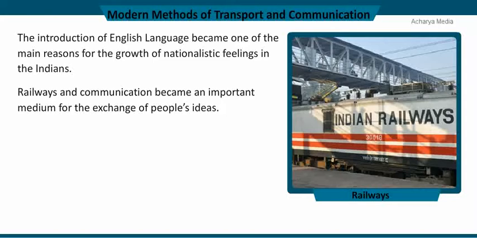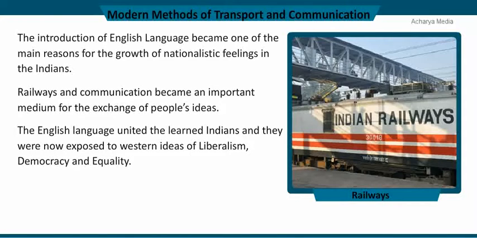The British introduced English as a language for the Indians, so that the English-knowing Indians could be employed in government offices at the lowest cadres with minimum salaries. The English language united the learned Indians, and they were now exposed to Western ideas of liberalism, democracy, and equality. English became a common language for expressing discontentment against the British.